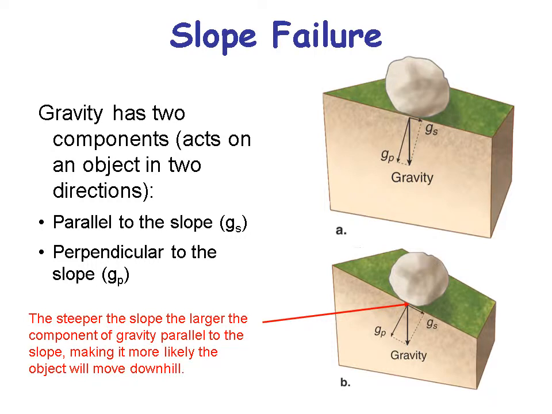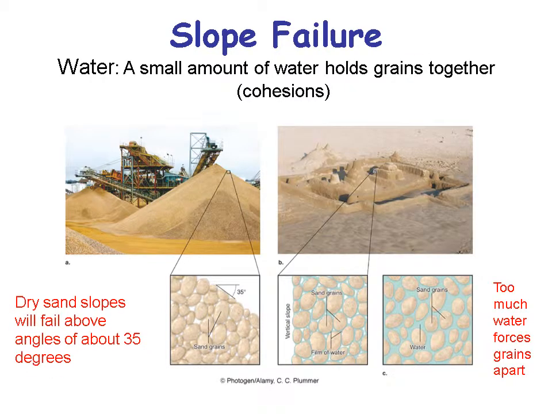Well, that's pretty obvious. The slope looks steeper, but in order to understand and measure slope failure, we need to put it in a mathematical formula. And we do that here with the GS and GP, gravity parallel to the slope and gravity perpendicular to the slope. So if GS is larger, the slope is steeper, and there'll be a higher gravity component on that material moving down slope.